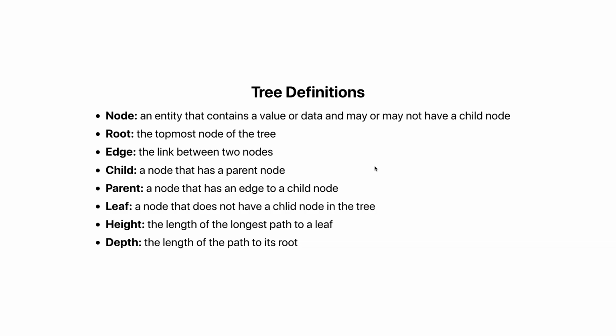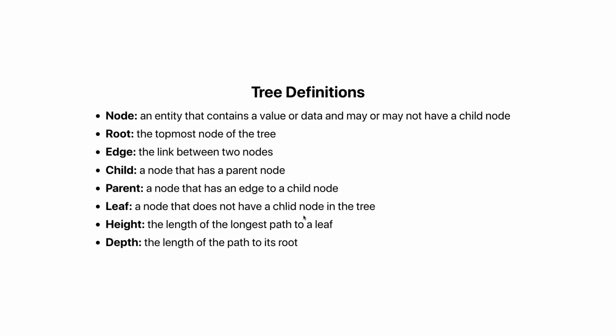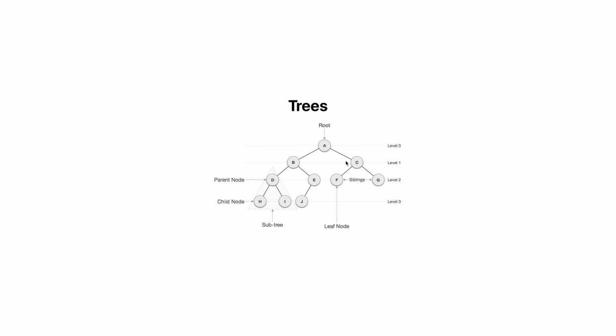The height is the length of the longest path to a leaf. So if we start at the root and go down the tree, you can go like B, E, J. That was 1, 2, 3. So our height would be 3, because that's how long the longest path is from the root to another node. And then our depth is specific to each node. If we look at B, B is at level 1, and that's its depth. If we look at D, it's at level 2, and that's its depth.